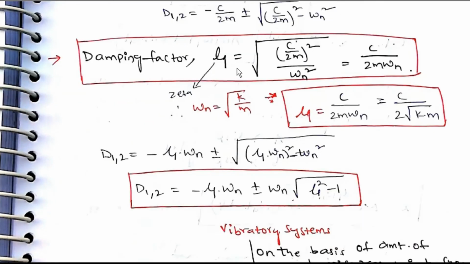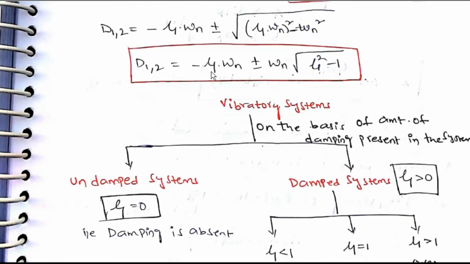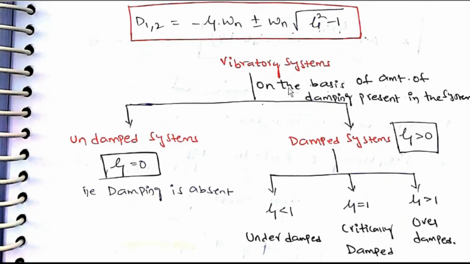Damping factor epsilon is equal to root of (C by 2M) whole square by omega n square, which is equal to C by 2M omega n. Omega n is equal to root k by m. Epsilon is equal to 2C by 2M omega n, which is C by 2 root mk. D 1 comma 2 is equal to minus epsilon omega n plus or minus root of (epsilon omega n) whole square minus omega n square. D 1 comma 2 is equal to minus epsilon omega n plus or minus omega n into root of epsilon square minus 1.